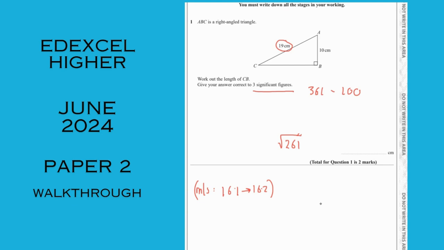All right, it does want it to 3 significant figures, so when that number's rounded off, it should be giving you 16.2, although the mark scheme allows 16.1 as well, and for 1 mark, any number between, but if you're told to do something, best do it.